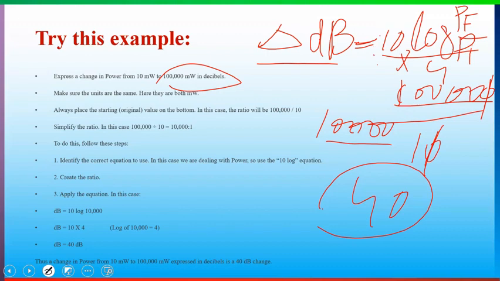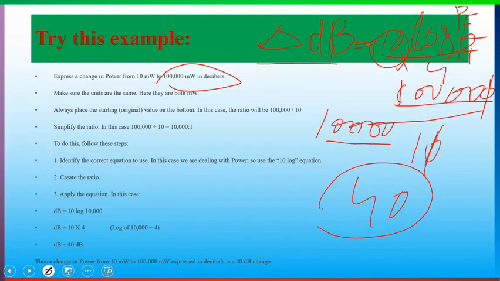And that 4 will be multiplied with the base. The base used over here is 10, because this change is occurring in power, so we are using the 10 log equation. So 10 multiplied by 4 is equal to 40. So any change occurring from 10 to 100,000 can be expressed comprehensively, in a compact and understandable form, as a 40 decibel change.